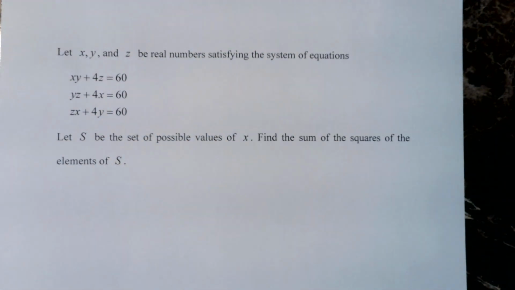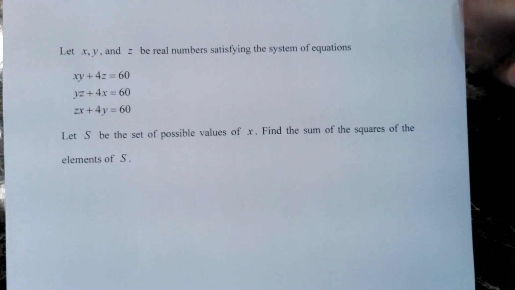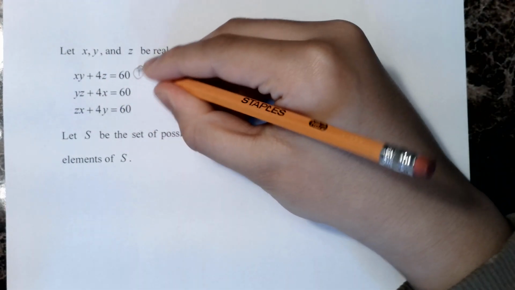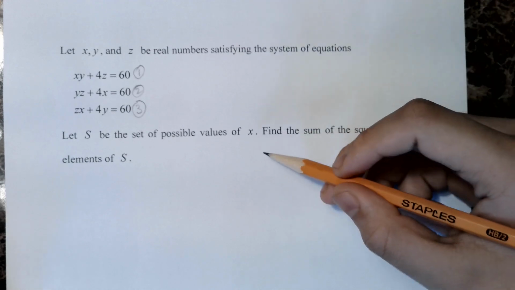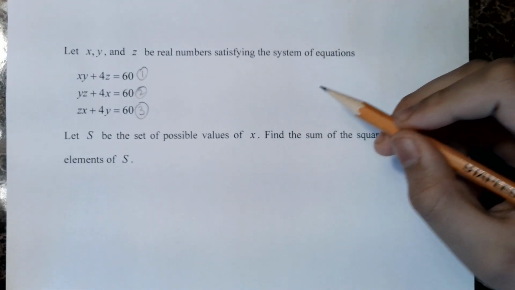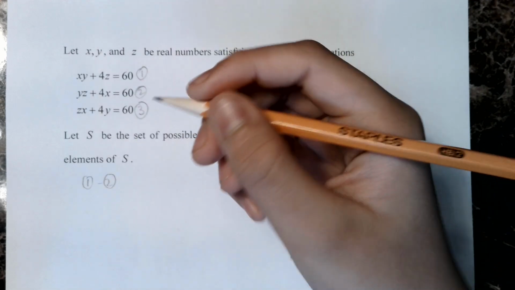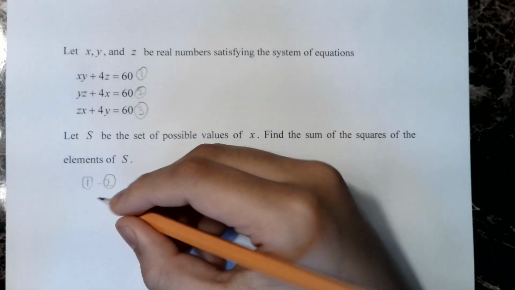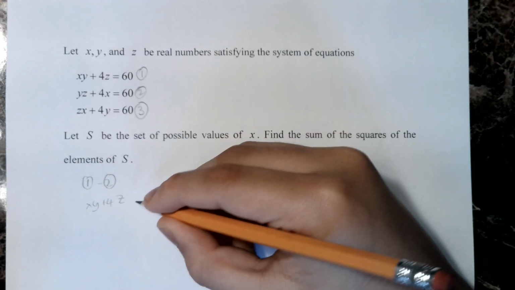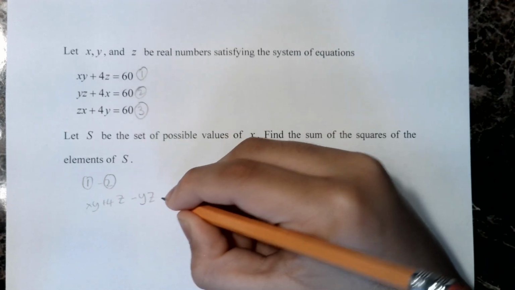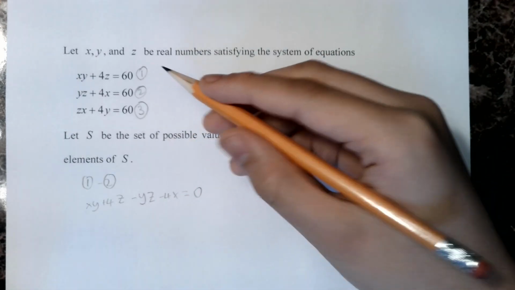So, let's label these three equations as the first equation, second equation, and the third equation. So 1, 2, and 3. So we need to solve for all the values of x. So let's first do the first equation minus the second equation. Now when we do this, we will see that xy plus 4z minus yz minus 4x should equal 0, as 60 minus 60 is 0.